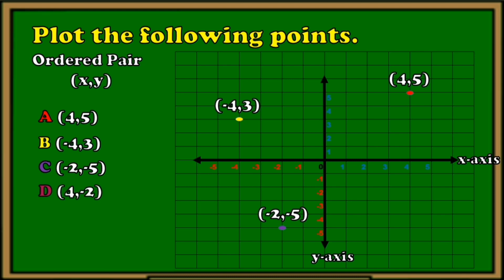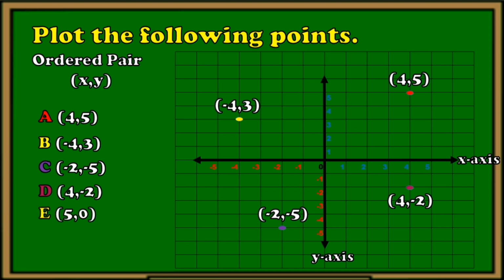Another example, point D has coordinates of 4 and negative 2. Let's start with the x-coordinate. That is positive 4. So we need to move 4 times to the right from the origin. That is 1, 2, 3, and 4. And for the y-coordinate, that is negative 2. So we need to move downward 2 times. That is 1, 2. And that is where the point D is located. That is point 4, negative 2.